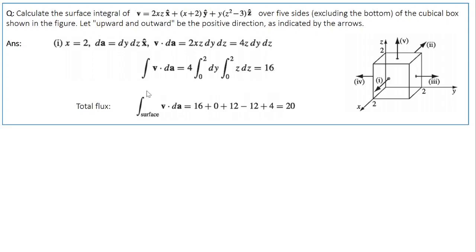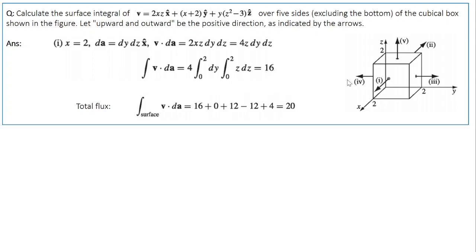Now the surface integral becomes integral over y and integral over z. So this is a double integral. So 4 into integral over dy into integral over z dz. Now what are the limiting values? Y changes from 0 to 2. So these are the limiting values for y, and z also changes from 0 to 2. So this is equal to 4 into integral 0 to 2 dy into integral 0 to 2 z dz. You can do this integral, apply the limits, and the value is 16.